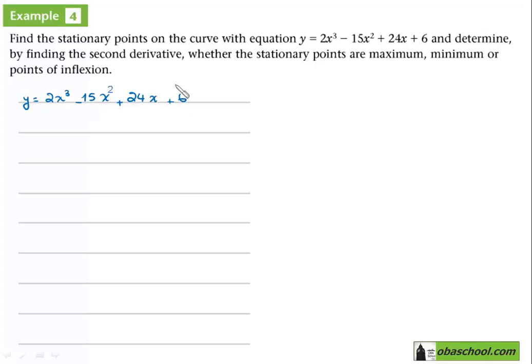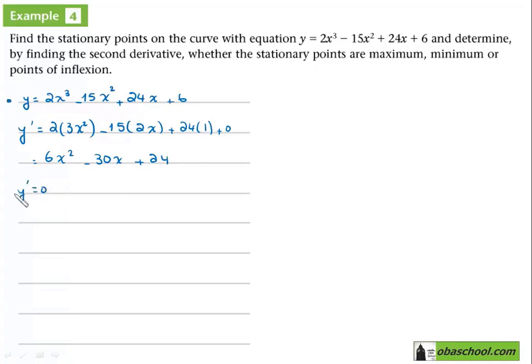We are going to start with the first derivative in order to find the gradient. It is equal to 2 multiplied by 3x squared minus 15 multiplied by 2x plus 24 multiplied by 1 plus the derivative of 6, which is 0. So we have 6x squared minus 30x plus 24. To find the stationary points, y prime is equal to 0.